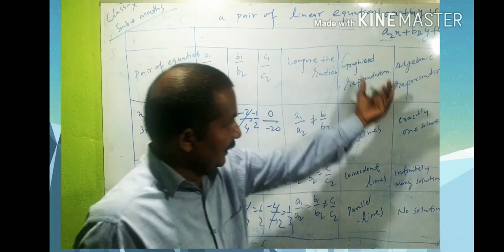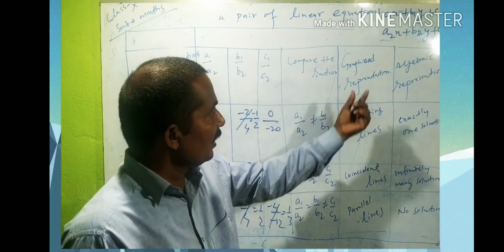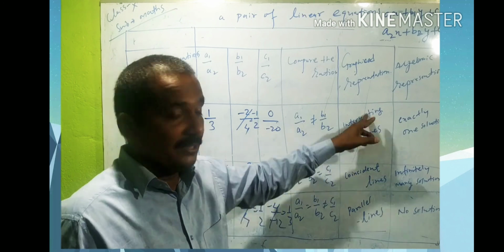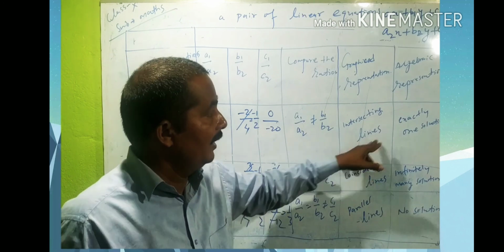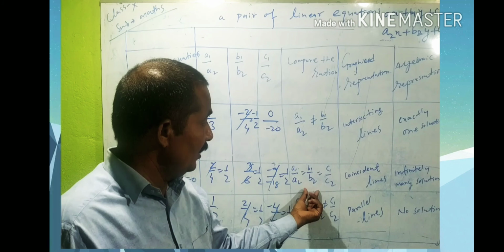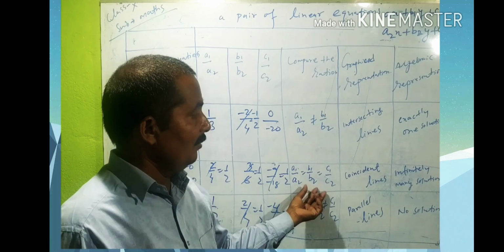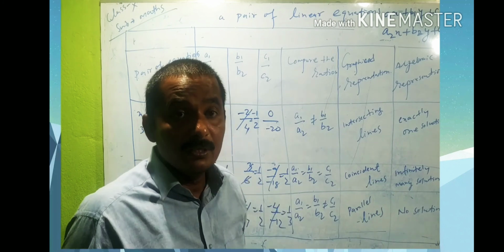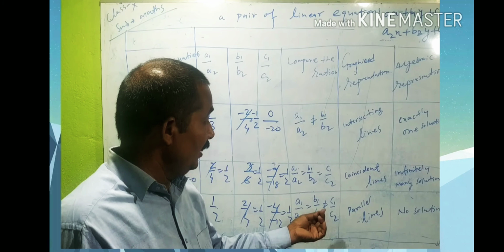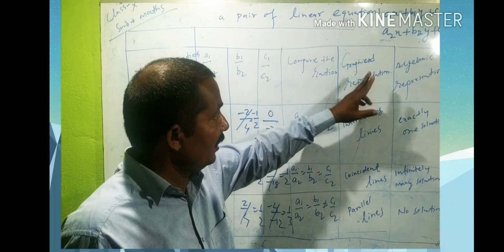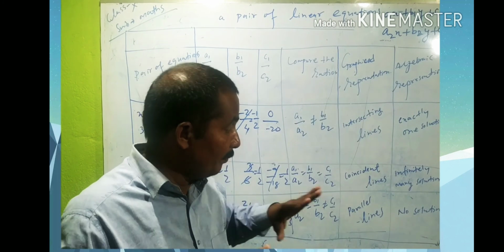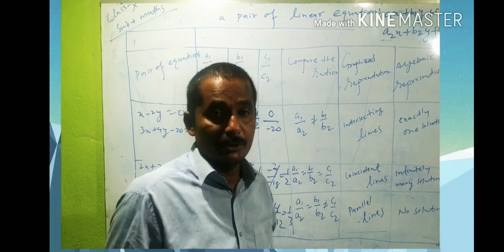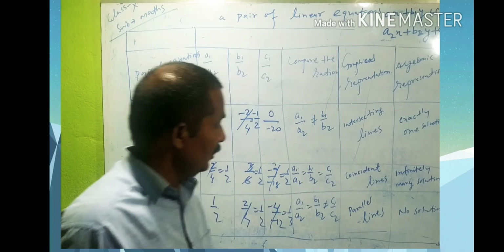So these two columns are showing the graphical representation and the algebraic representation. If this condition prevails, intersecting lines will be their graphs and there will be exactly one solution. If this condition prevails here, there will be coincident lines and many solutions, many values of x and y satisfying the given equations. And if this condition prevails here, the graphical representation will be parallel lines, which will not cut each other, and that is why there will be no solution. So this is the condition here.